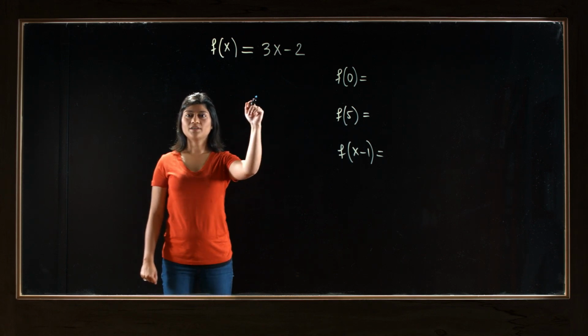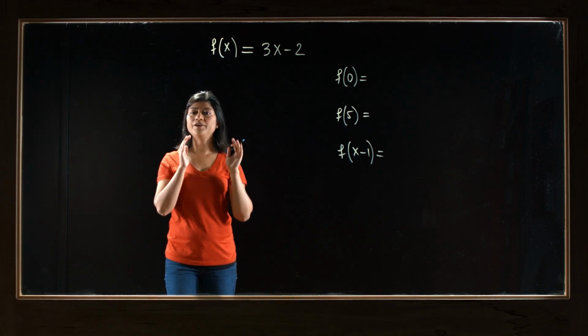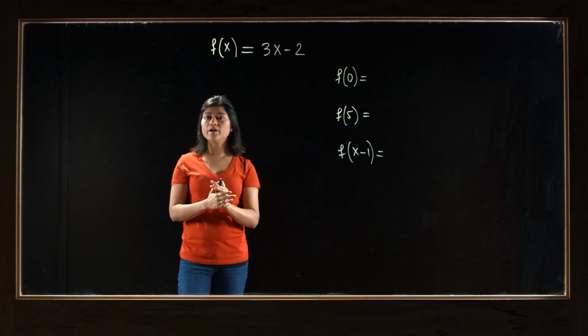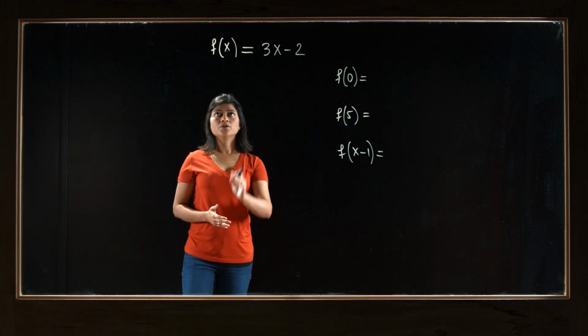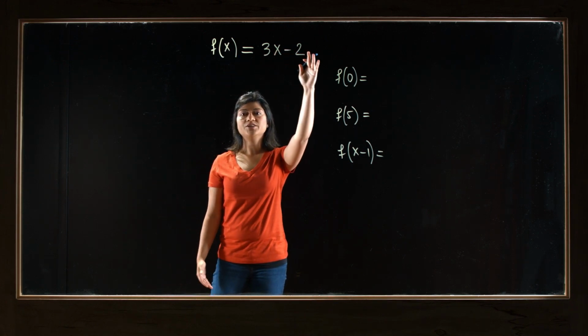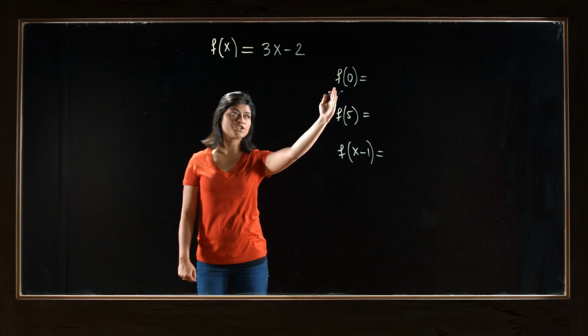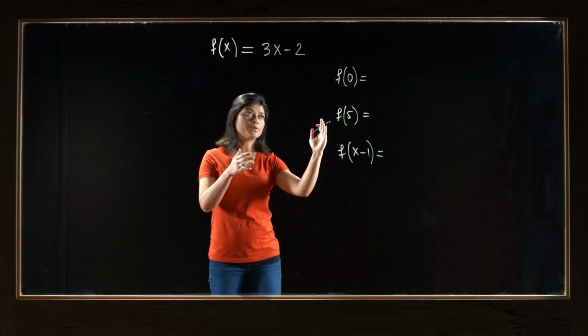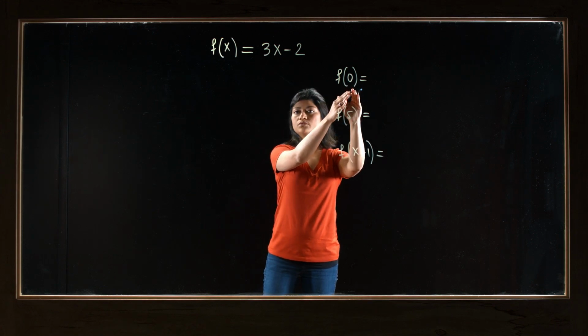This problem is simple but very, very important to learn. You'll probably use this type of problem a lot in future. So the problem is, a function is given. F of x is 3x minus 2. And you have to evaluate the function at various values. Now, suppose you want to evaluate f of 0. What will you do?